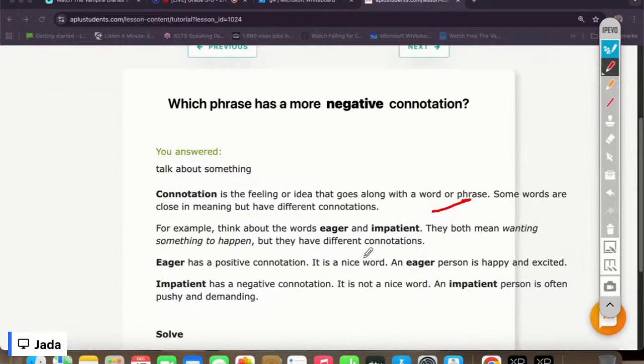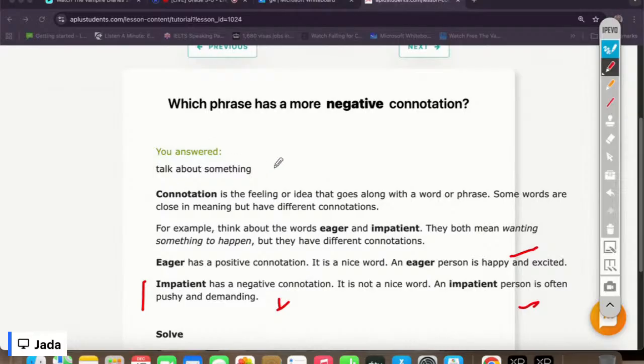So, for example, think about the words eager and impatient. They both mean wanting something to happen, but they have different connotations. Eager has a positive connotation. It is a nice word. An eager person is happy and excited. Then impatient has a negative connotation because it is not a nice word. An impatient person is often pushy and demanding. So you have to note that connotation just depends on the feeling or idea that goes with a word or phrase. And we have the positive and we have the negative.